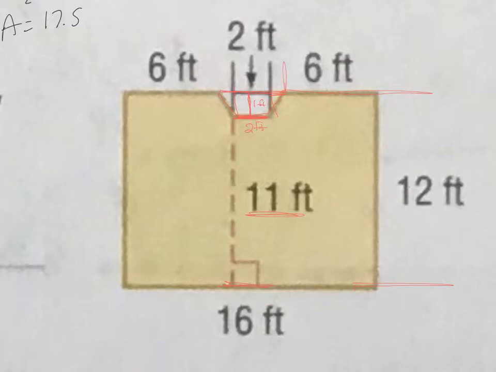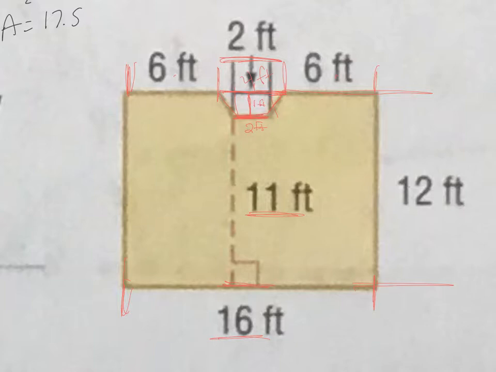Well, I know this is 6 foot, and this is 6 foot, and the total is 16 foot. So 6 plus 6 is 12. I just need 12 plus something will get me to 16. And it's 4 feet. So that's another base. Okay, so let's save all of that.